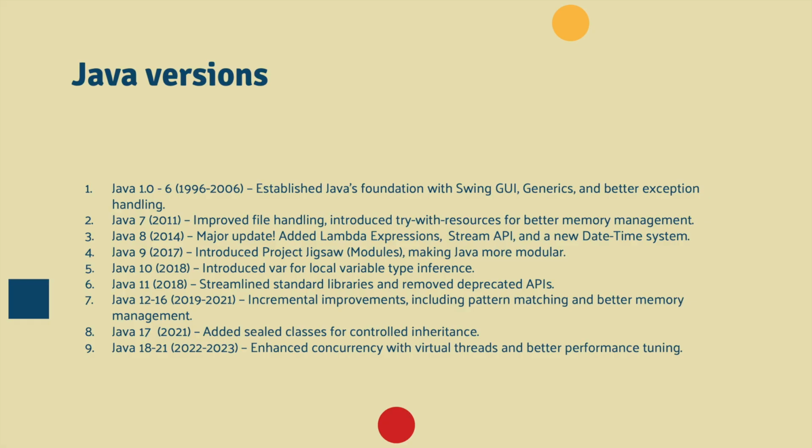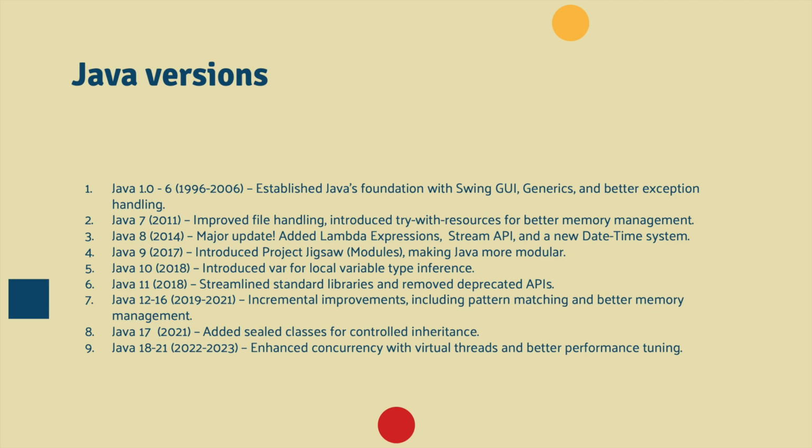Here's a breakdown of Java versions from the beginning till now. Java 1 to 6 established Java's foundation with Swing, GUI, generics, and better exception handling. Java 7 introduced improved file handling, try-with-resources for better memory management. Java 8 had major updates, added Lambda expressions, Stream API, and a new date-time system. Java 9 introduced Project Jigsaw modules, making Java more modular. Java 10 introduced local variable type inference. Java 11 streamlined standard libraries and removed deprecated APIs.